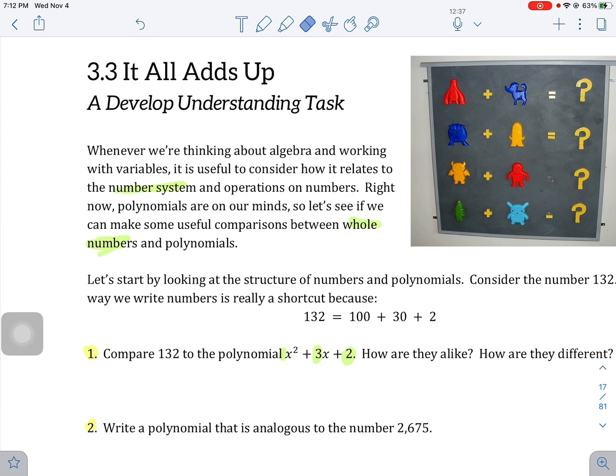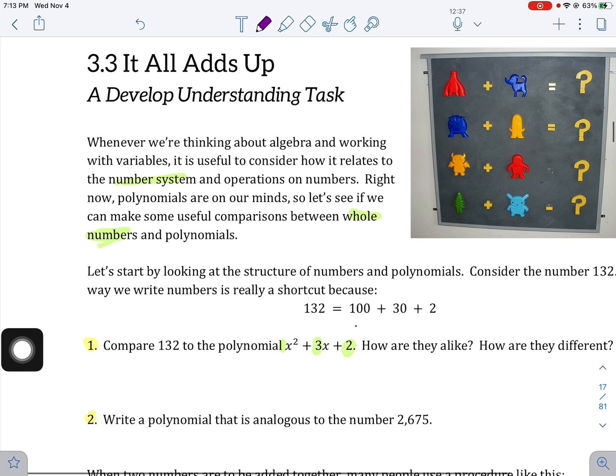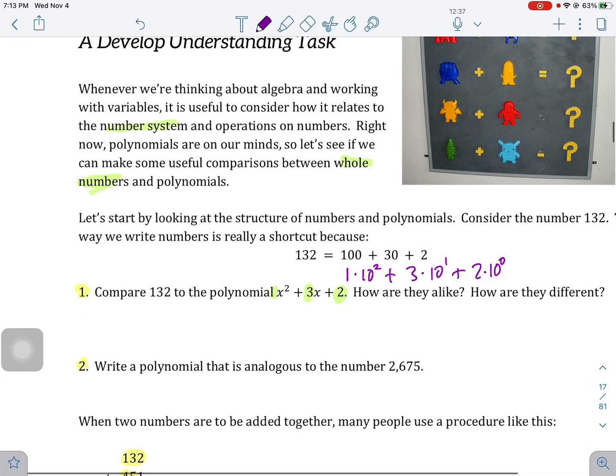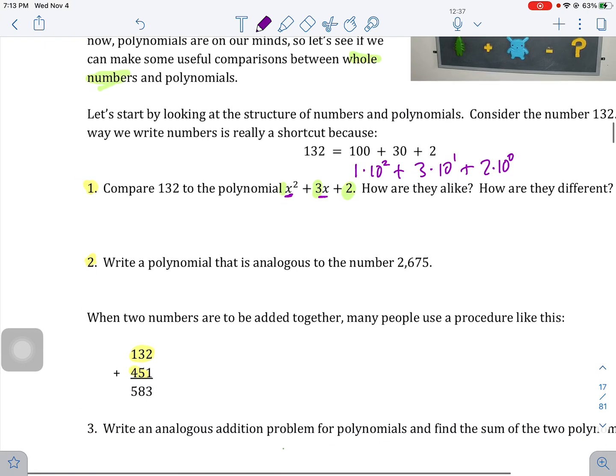Looking at polynomials, and we're comparing them to our integer values because there's some similarities. So for example, here's a way to write 132, which you could say is 1 times 10 squared plus 3 times 10 to the first plus 2 times 10 to the 0. When we compare that to a polynomial, we see that it's the same thing, but here we're using x squared, x, and x to the 0.